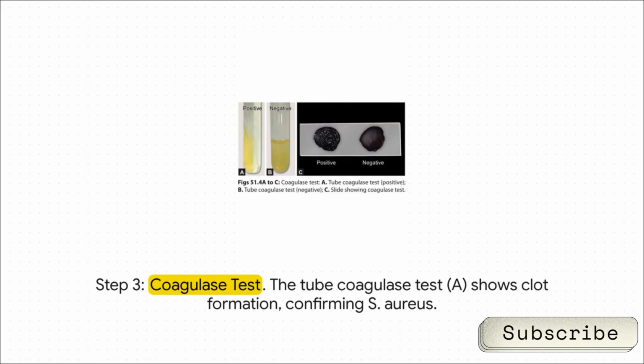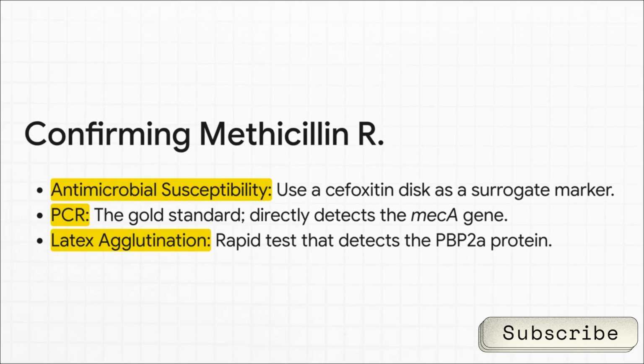Now for the killer confirmatory test. This is the one that separates S. aureus from its less dangerous cousins like S. epidermidis. It's the coagulase test. See, S. aureus is coagulase positive. It produces an enzyme that makes blood plasma clot up. When you see that clot form in the test tube, you know for sure you're dealing with S. aureus.